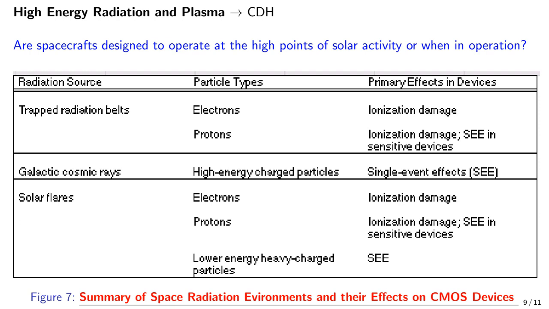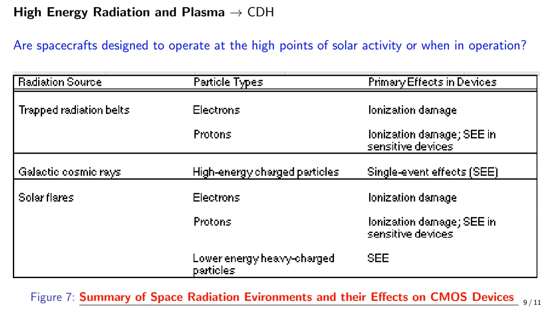For instance, these three are major radiation sources: trapped radiation belts, which we have spoken about, galactic cosmic rays, and solar flares from the sun. Okay, these are major radiation sources that would affect our CDH.